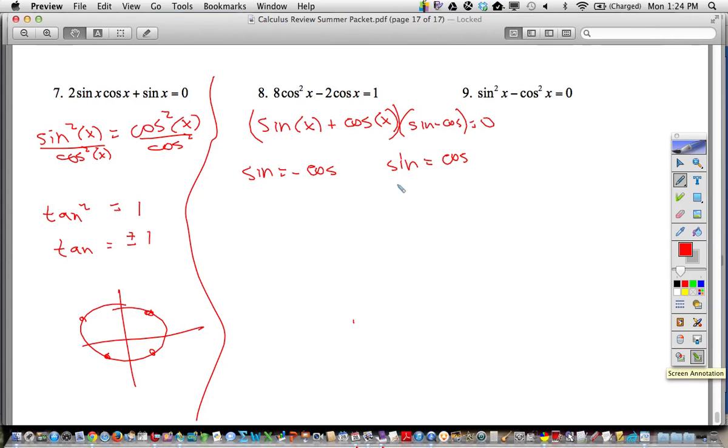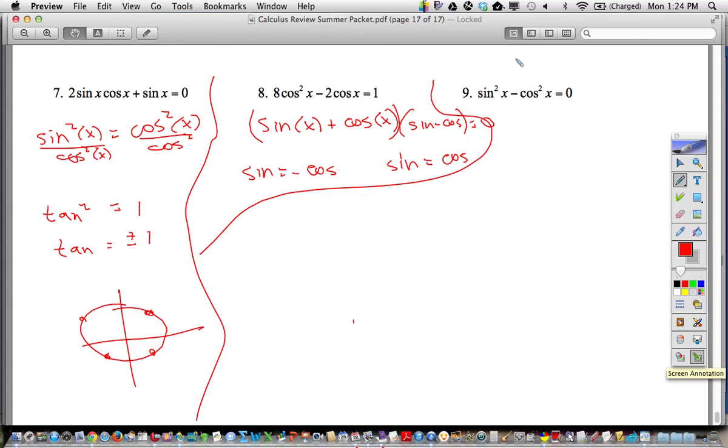Where does sine equal cosine? At pi fourths, and in the third quadrant, when they're both negative, at 5 pi fourths. And then where is sine the opposite of cosine? Well, that'd be quadrants 2 and 4. So you end up with those same 4 answers. Okay, so that would be okay, but it's harder for people to see.